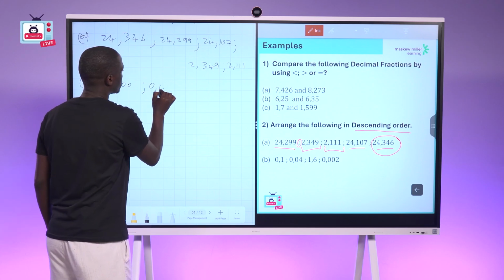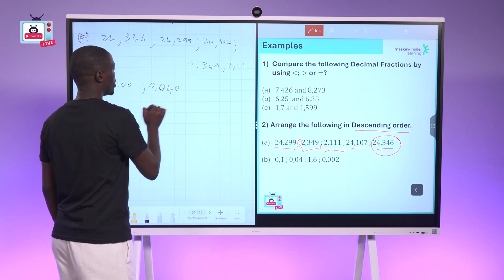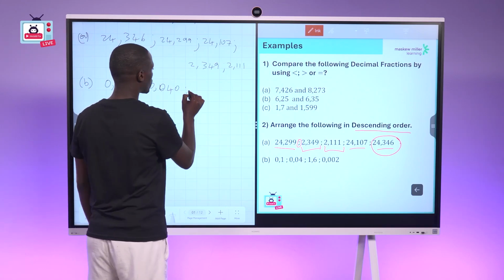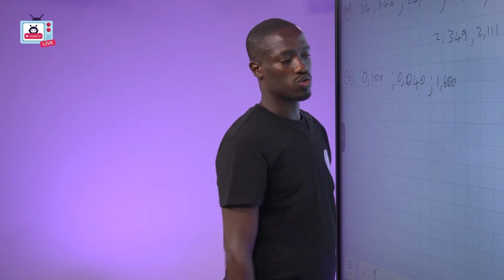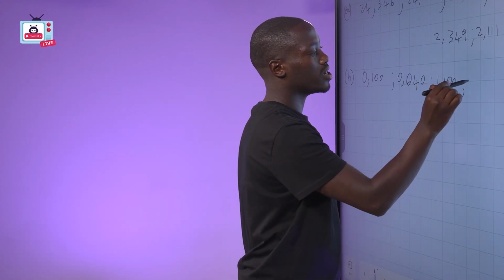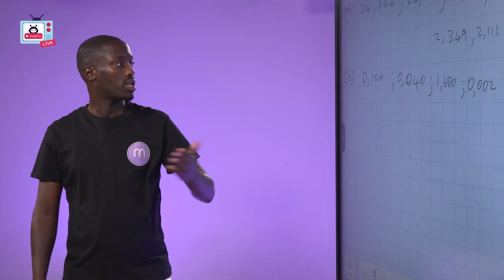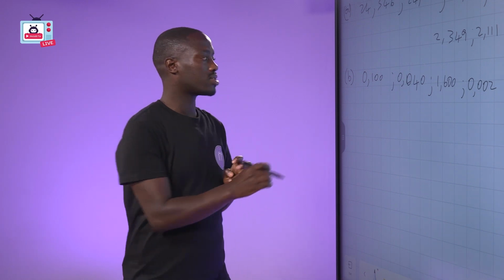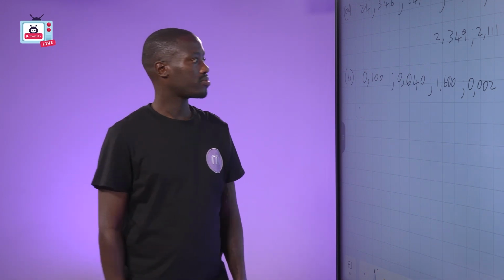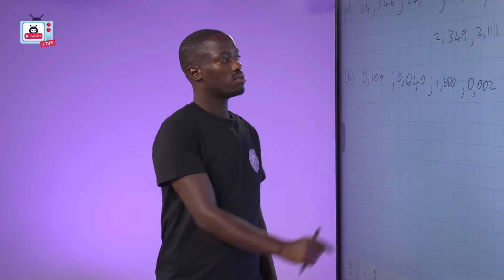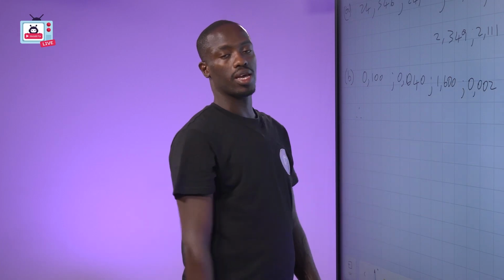0.04. It has 2, so it needs 1 more. We add 0 there. This one, 1.6. It has 1 decimal place, so we add 2 zeros more. This one, it's 0.002. It already has 3. Now, all of them have 3. Now, remember, when you're comparing numbers, you just ignore the comma. This will be 100. This will be a 40. This will be 1,600. And this will just be a 2.